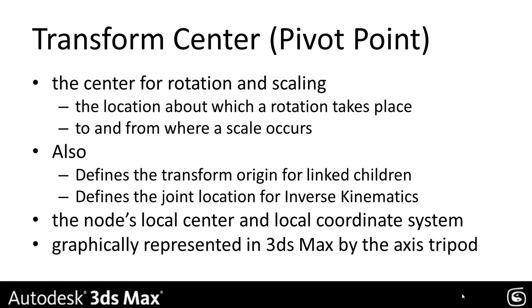So it also defines the transform origin for any linked children. Also defines the joint location for IK, the inverse kinematic system. So the node's local center and the local coordinate system is essentially this pivot point. And it's graphically represented in 3ds Max by the axis tripod. So the red and black axis gizmo that shows you X, Y, and Z is the transform center, also known as the pivot point.